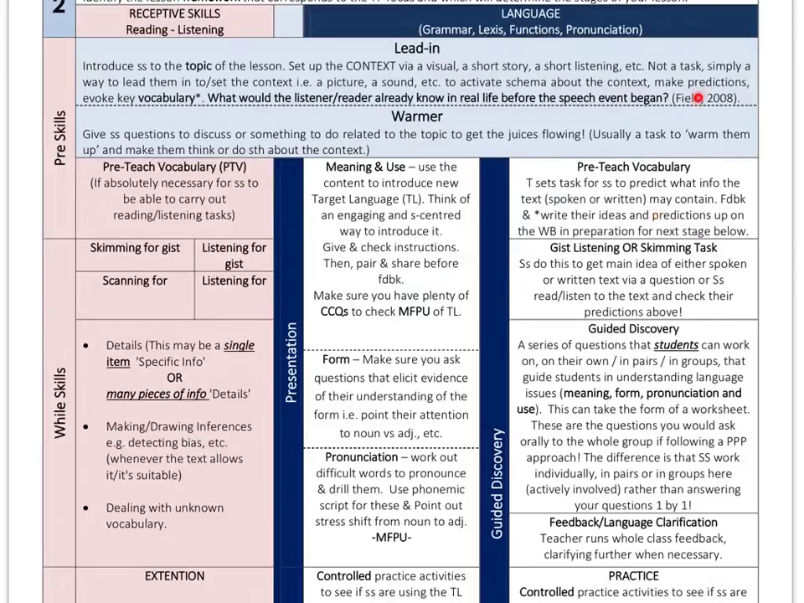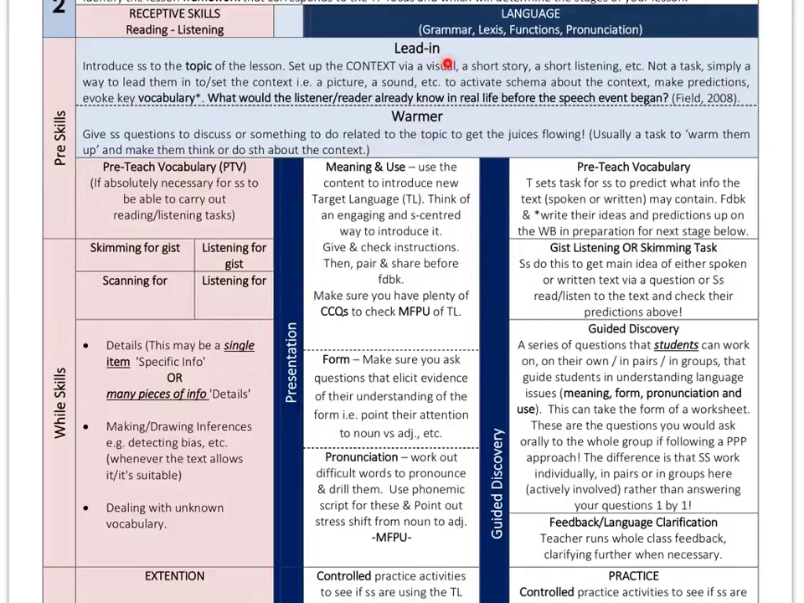As Field says in the lead-in, what would the listener or reader already know in real life before the speech event began? So, for example, if your lesson is about a text about food at a specific restaurant and how they talk about the restaurant, then one way of having a lead-in is showing a famous restaurant that students can identify, and then the warmer could be giving them some questions to discuss, or something to do related to that picture.